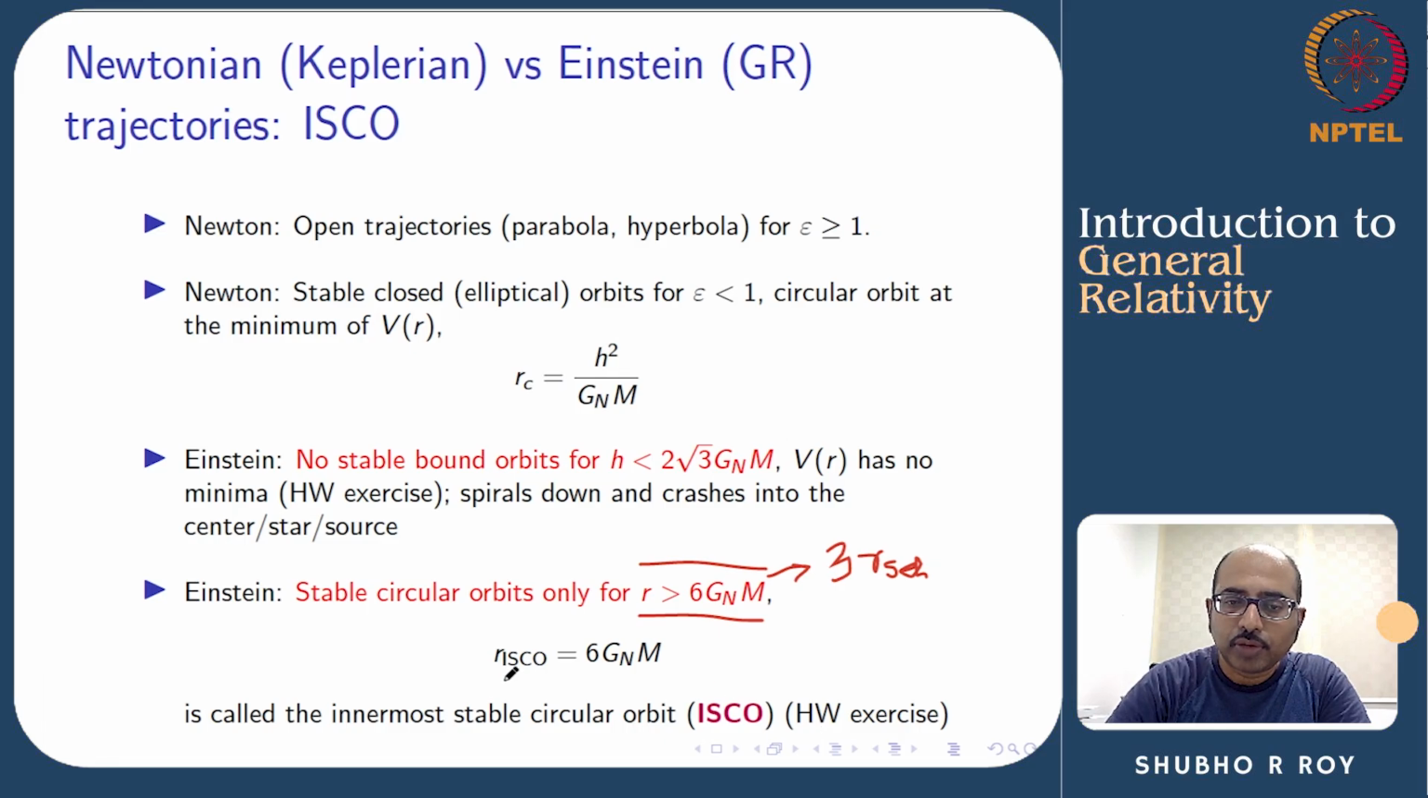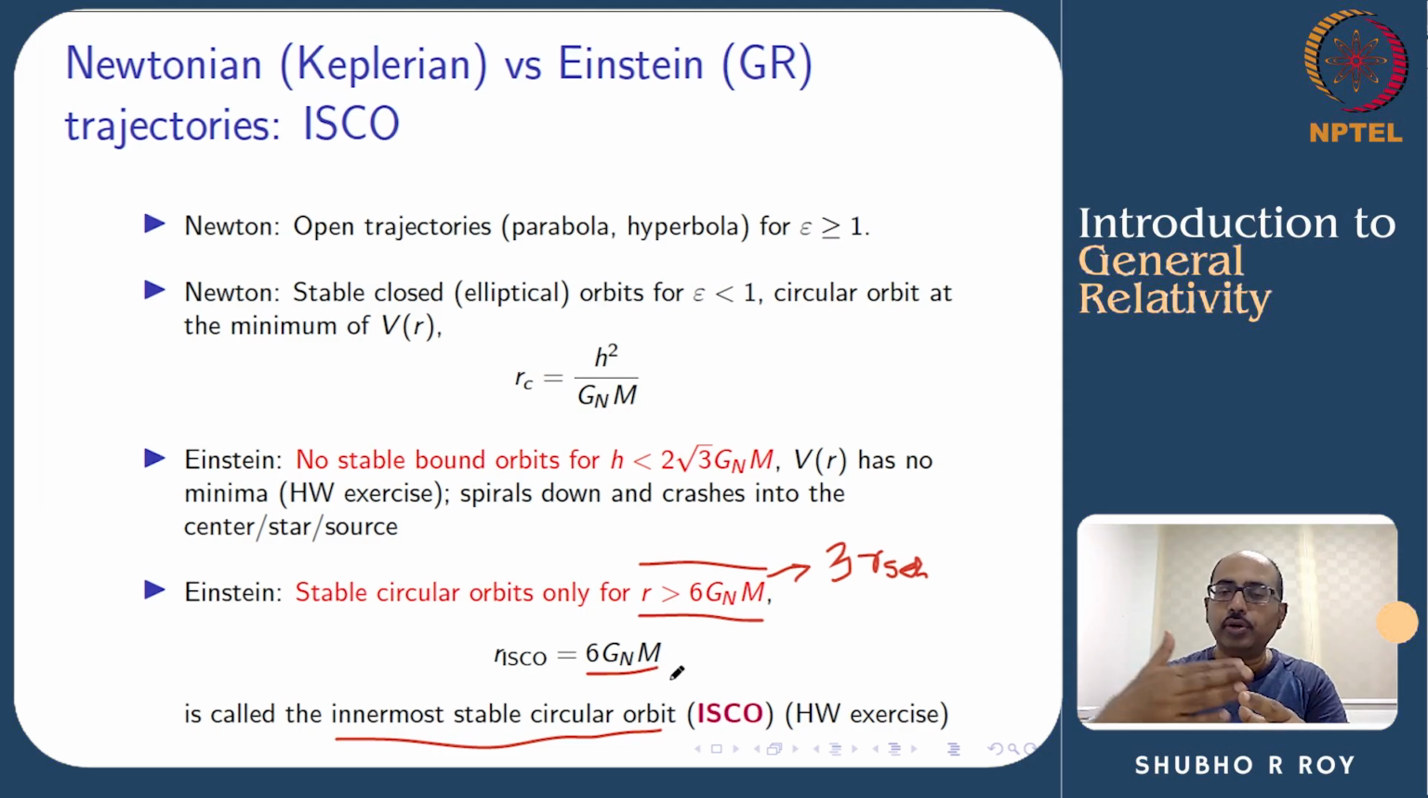That is sometimes known as R subscript ISCO, where ISCO is a short form for innermost stable circular orbit. So that is 6 times G Newton times m, or 3 times the Schwarzschild radius. Between the star and R ISCO, you cannot have any stable circular orbit. It will always crash down into the center.